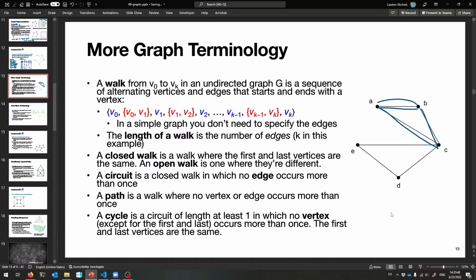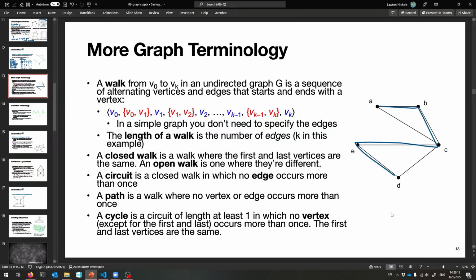That's a walk, but it's not a path because I went to B a bunch of times, okay? That's a walk, but not a path, because I duplicated going to that vertex a bunch of times. But I didn't follow any multiple edges. So a path is kind of like the best thing. It's a walk where no vertex or edge is traversed more than once.